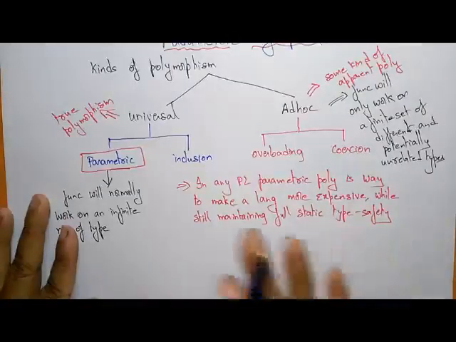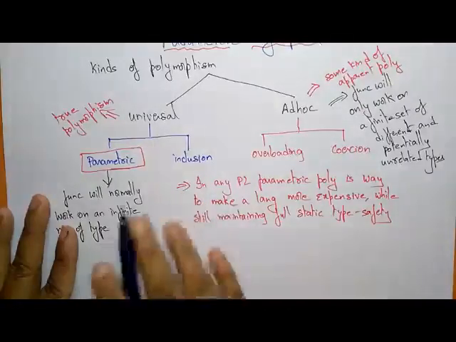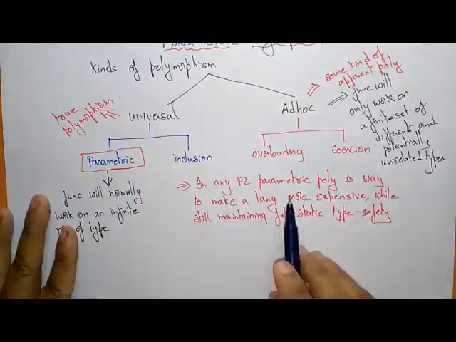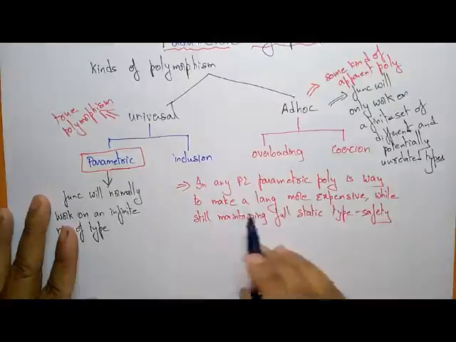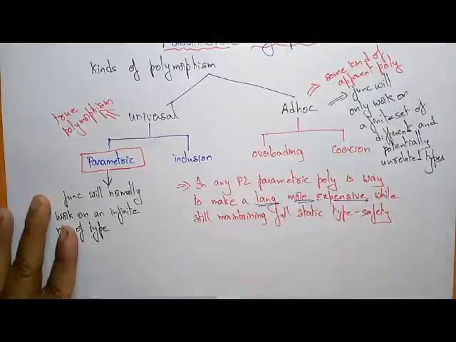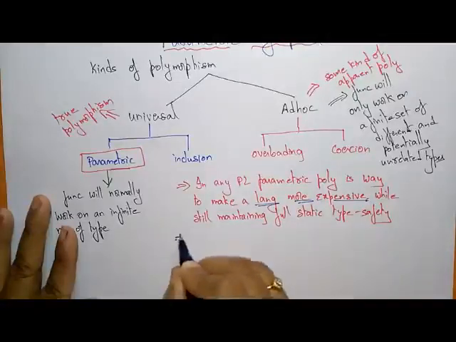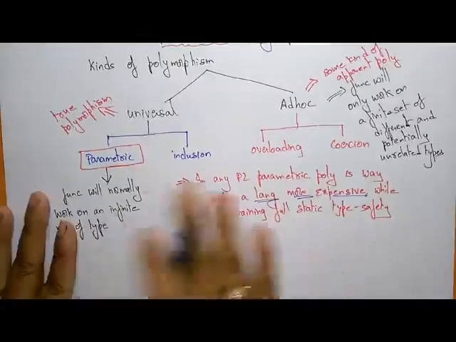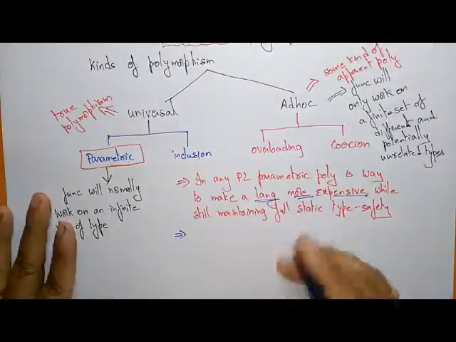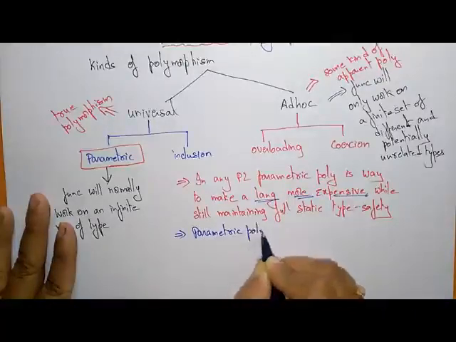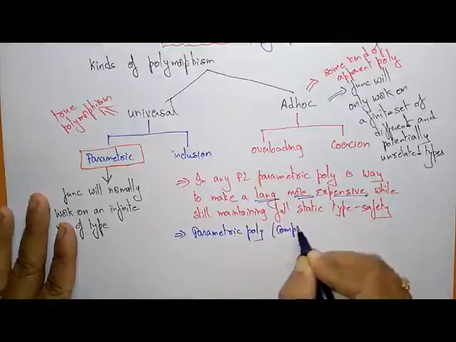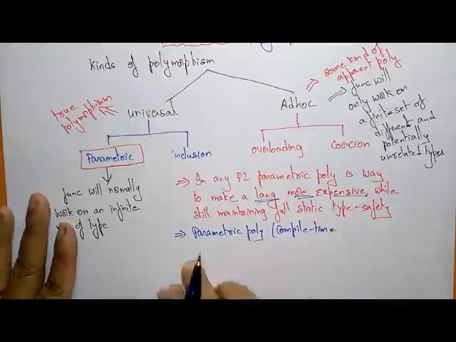I hope you understand what this parametric polymorphism is. The definition is: in any programming language or type theory, parametric polymorphism is a way to make a language more expressive while still maintaining full static type safety. Parametric polymorphism is also called compile time polymorphism, because it always executes at compile time.